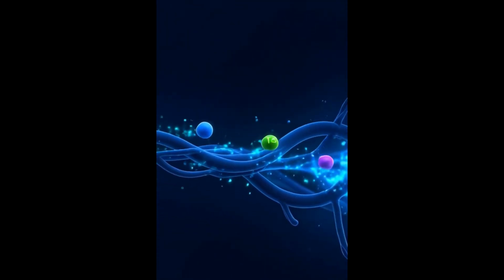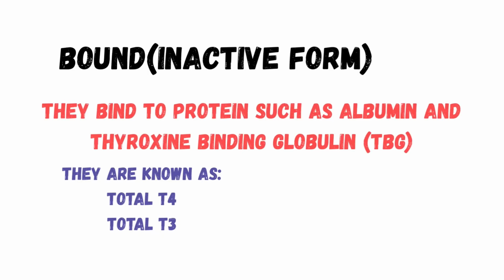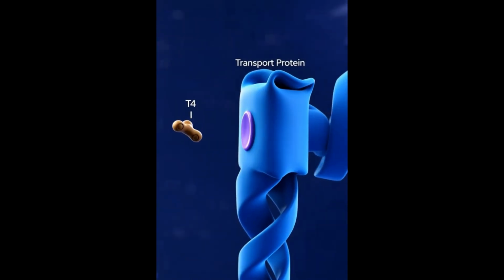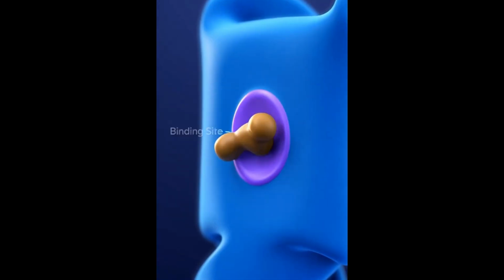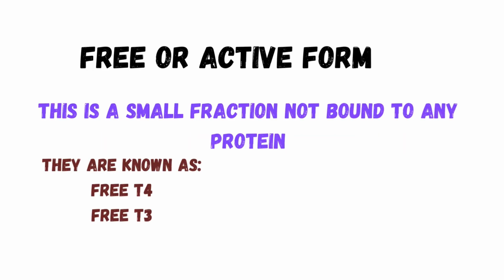In the blood, thyroid hormones are in two forms, which are the bound or the inactive form and the free or the active form. In the bound or the inactive form, T3 and T4 bind to proteins such as albumin and thyroxine binding globulin, and these are known as total T3 and total T4 hormones. While in the free and the active form, a small fraction of these T3 and T4 are not bound to any proteins, and they are known as free T3 and free T4 hormones.